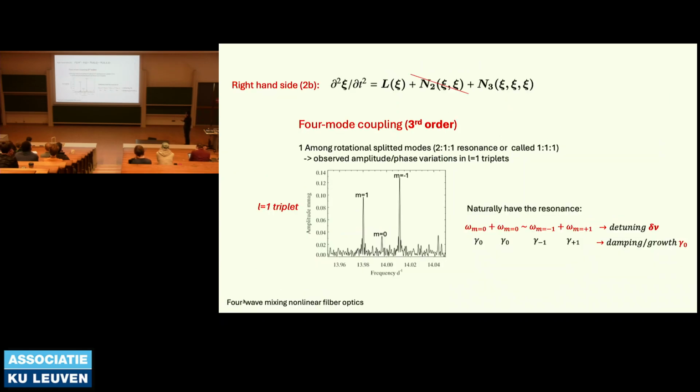So now we can do some engineering. And to the right-hand side, now we keep the cubic nonlinearity term. So now this has four-mode coupling. Essentially, we have this frequency relation here. This can be applied to the l equals 1 triplet, like the rotationally split triplet, because we naturally have this resonance condition for the frequency splittings. In this case, the mode behavior depends again on the detuning, delta nu, and also on the damping rate.